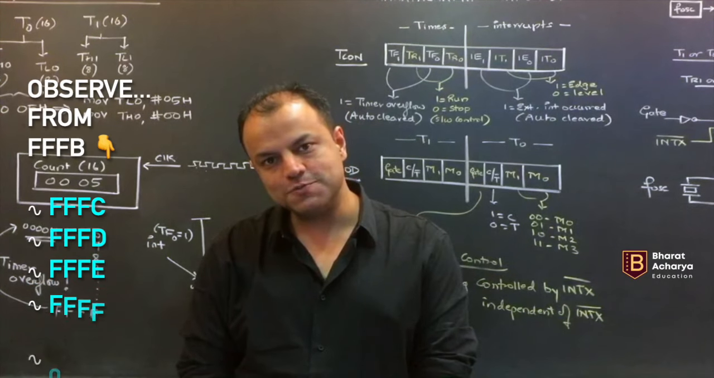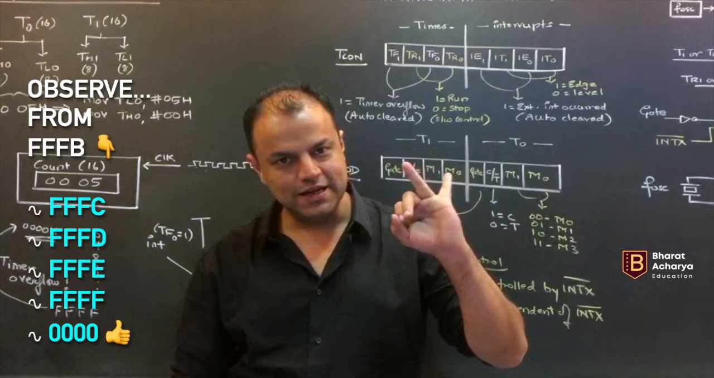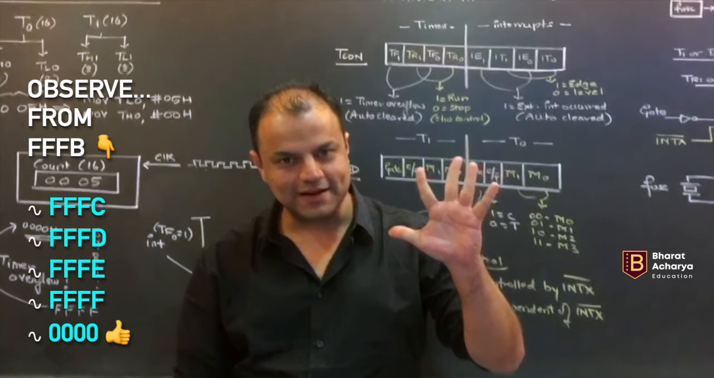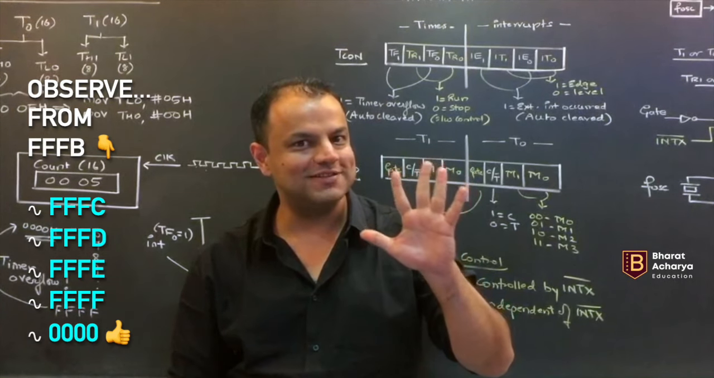So what will happen after the first pulse? It will become FFFC, D, E, F, overflow. Exactly after 5 pulses it will overflow. Please tell me, did you understand this point?